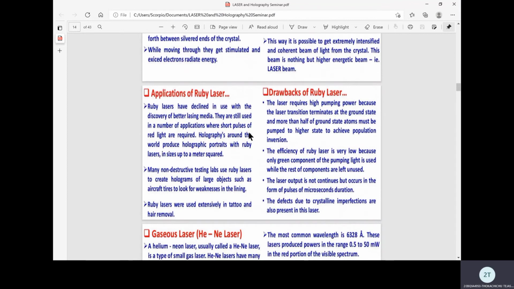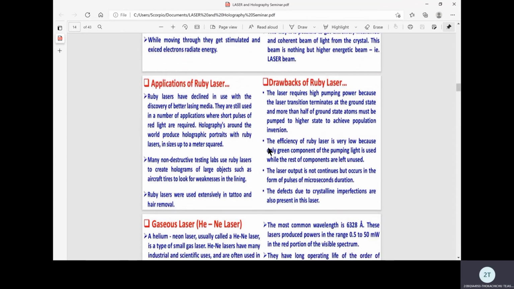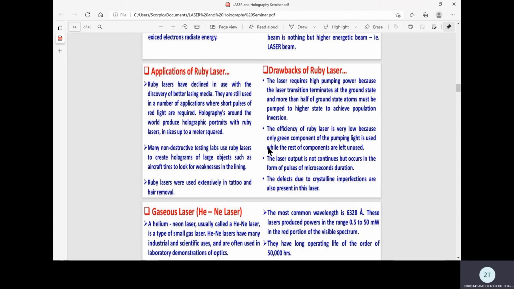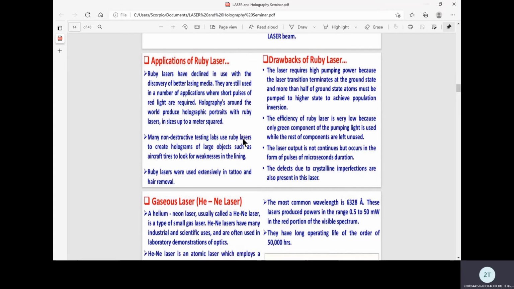Now let's see what the applications of this ruby laser are. Ruby lasers have declined in use with the discovery of better lasing media. But they are still used in a number of applications where short pulses of red light are used because clearly the ruby laser's composition is Al2O3 plus Cr2O3, right? Chromium is giving the red color pigmentation of this ruby laser, which results in red light. Also, holographers around the world produce holographic portraits with ruby lasers inside a sub 2 meter square. That is, for this requirement, ruby lasers are also used.